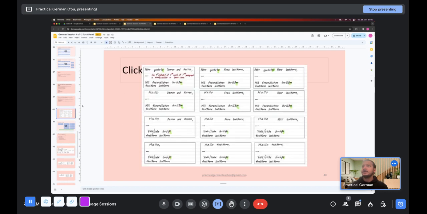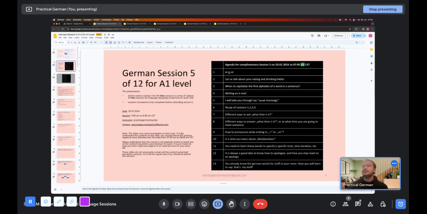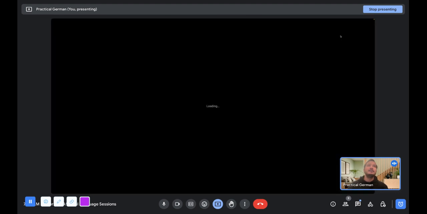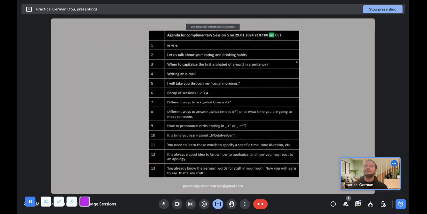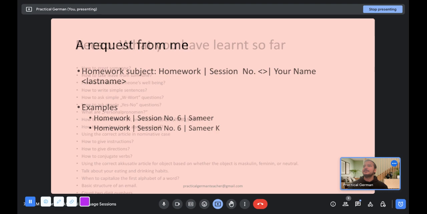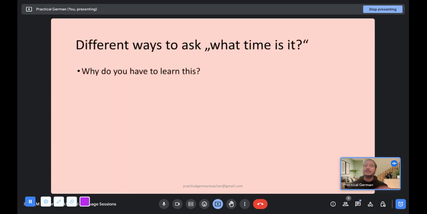Yes, let's start with something which seems utterly unimportant, but it is very important because it's a part of your life: different ways to ask what time is it. Of course, we all have phones. I can't remember the last time I asked someone what time is it, but I have noticed in my time in Germany that there will be times when someone asks you what time is it. You need to know how that question is asked.